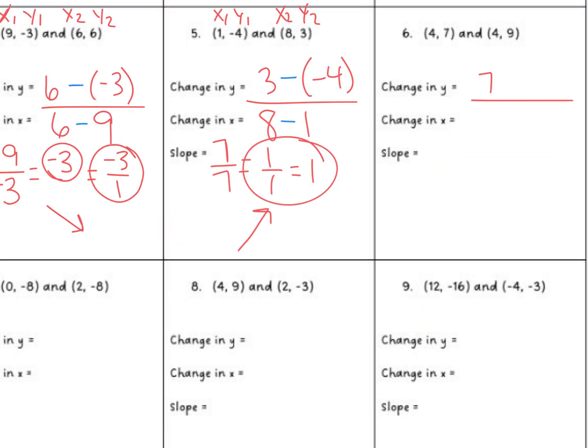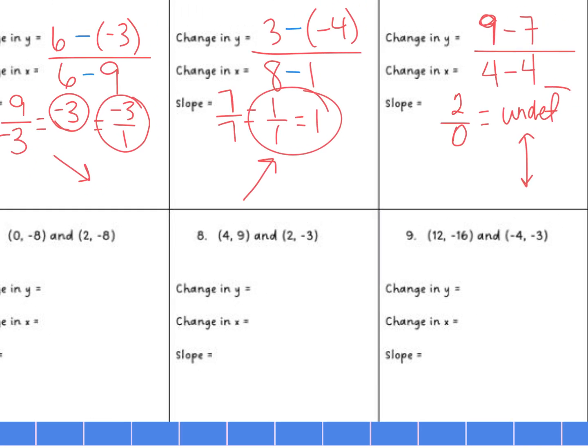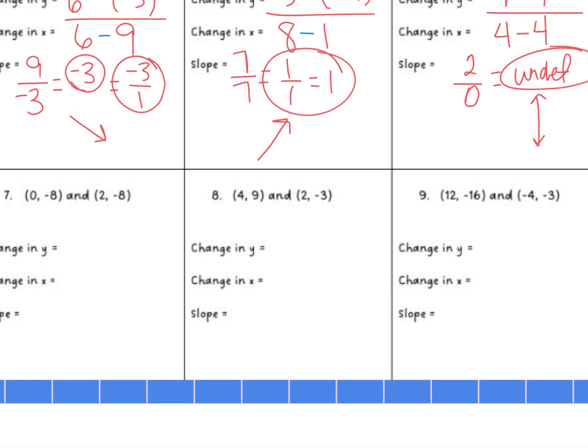So real quick, you should have labeled this. So we have y2 minus y1, 7 over x2 minus x1. This is 2 over 0. What did you get when you did 2 over 0? Undefined. What kind of line is this? This is a vertical. I want to see both. I want to see the value and the line.